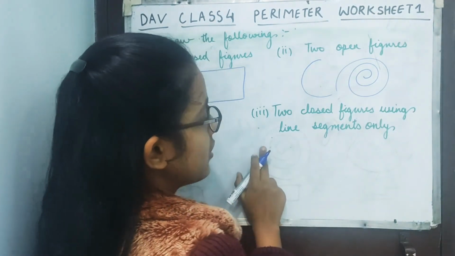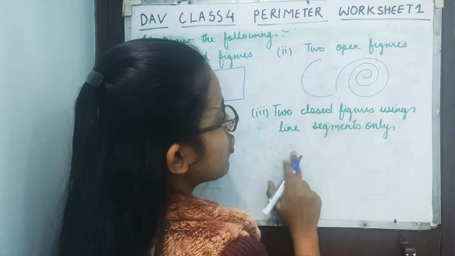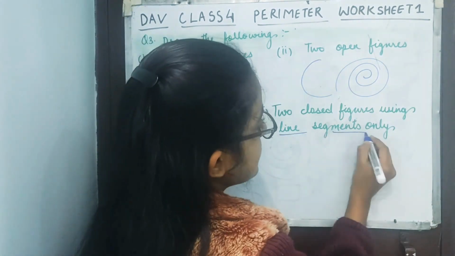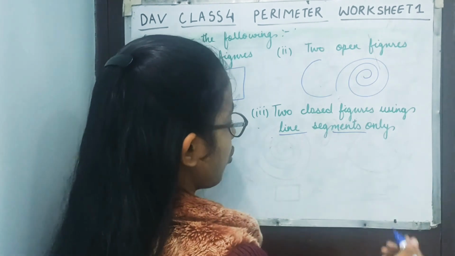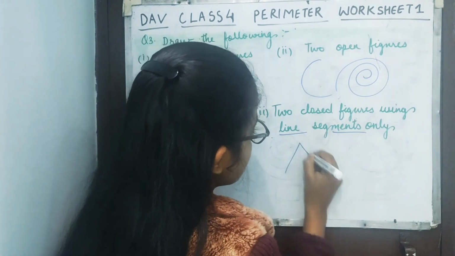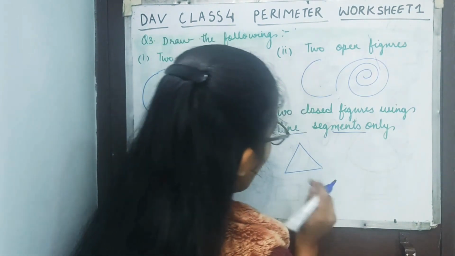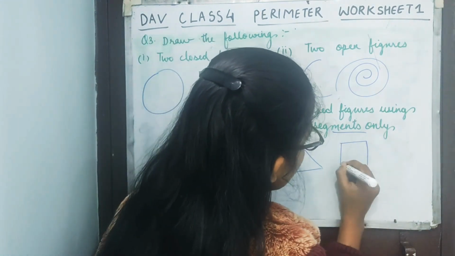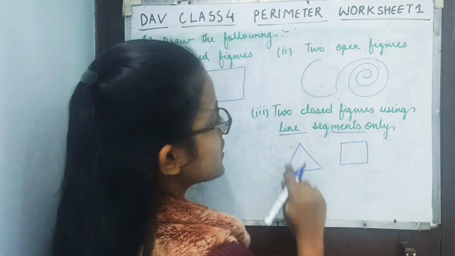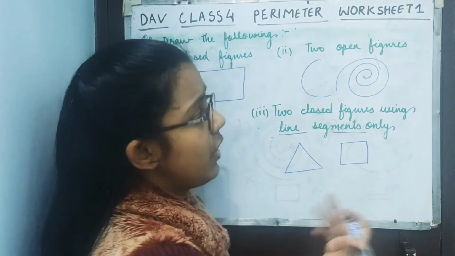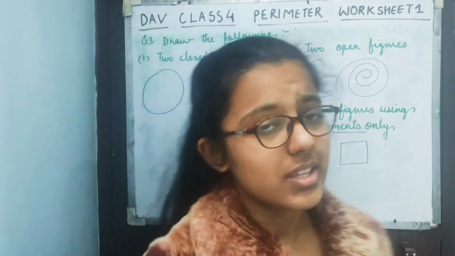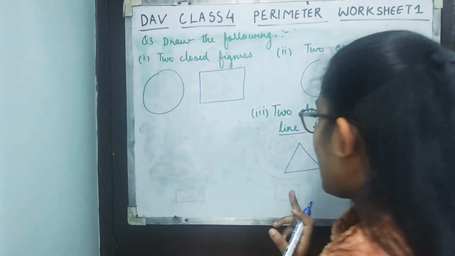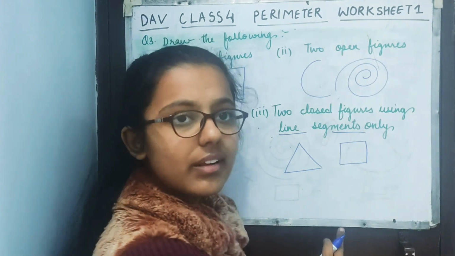Coming to our third part, that is 2 closed figures using line segments only. So we have to use only line segments and make 2 closed figures. I am making the first figure as a triangle that is made up of 3 line segments, and the second one I am making a square. So both the closed figures are made using line segments. You can draw any figures in these 3 parts. Just remember, here closed figures, here open figures, and here closed figures using line segments.